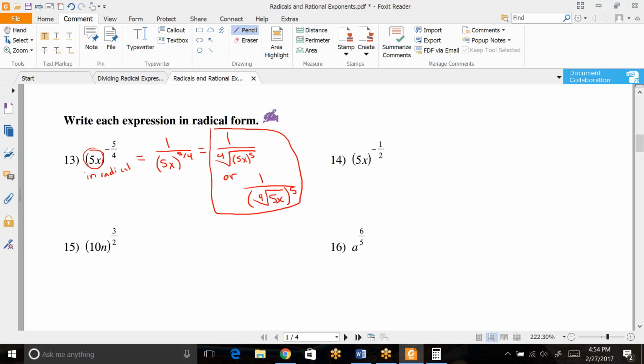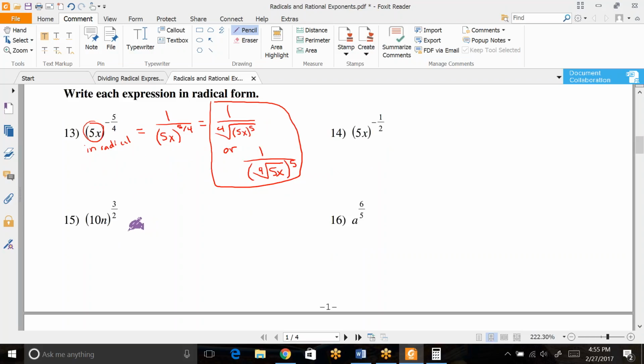Now again, they did not ask me to simplify. If they asked me to simplify, I would have to try to figure out how to get a radical out of the denominator. And like I said, I'd rather do those together if we can. So then this one right here is the square root of 10n to the 3rd. It's already got a positive exponent. So one way of writing that would be like this. Or we could write square root of 10n all raised to the 3rd power.